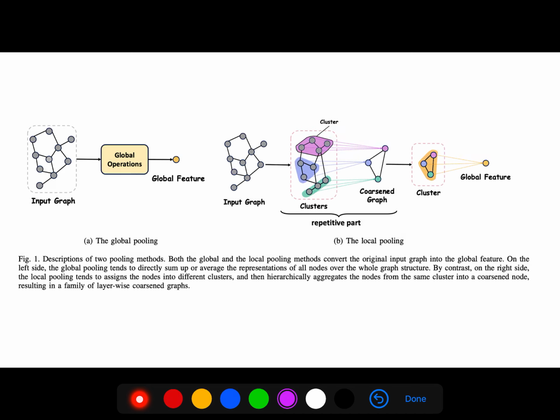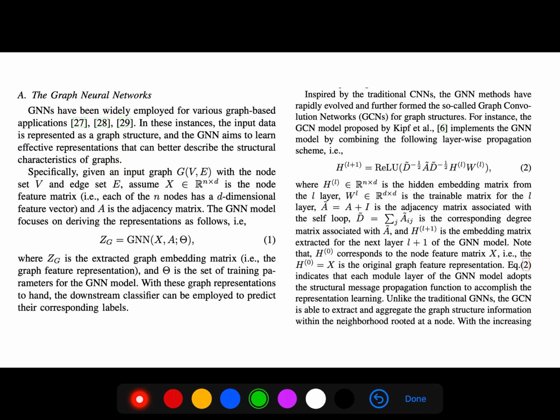So this group of nodes in this cluster is mapped into this supernode. Again, these are mapped into this supernode. These are mapped into this supernode. And so this is a coarsened graph, and now we have a global feature. So you know that you can represent a GNN like this, where Z is the extracted graph embedding, and you can update the hidden embeddings.